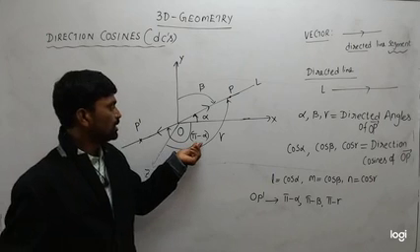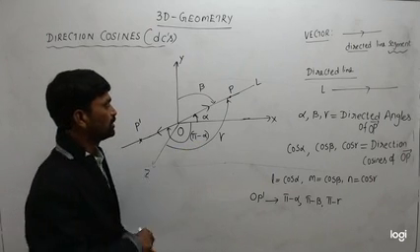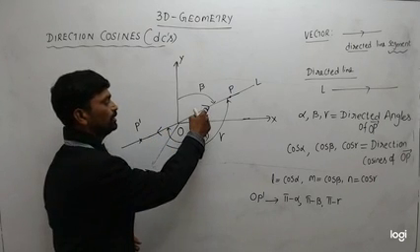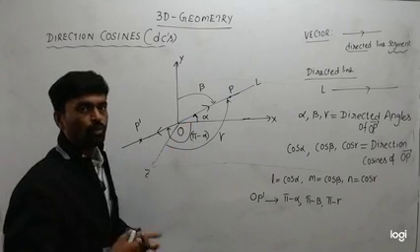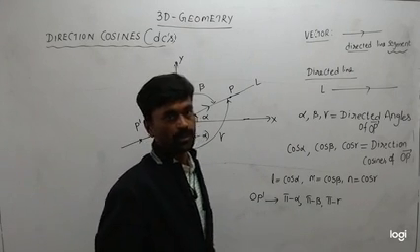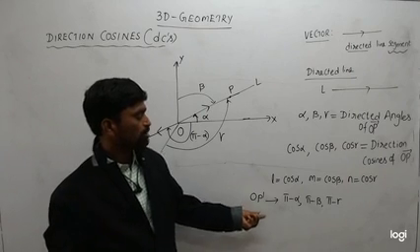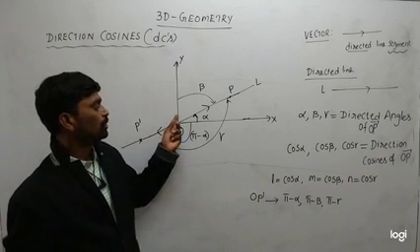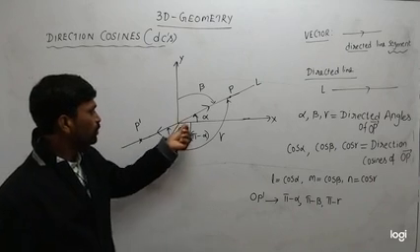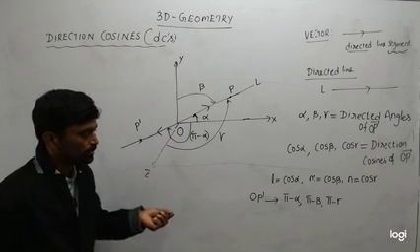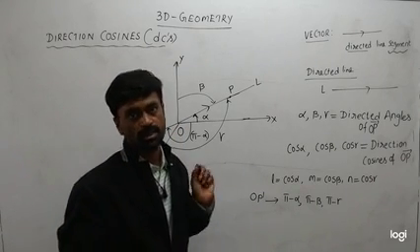Do you understand how we got pi minus alpha? Because this whole angle is a straight angle. Already alpha is occupied, so the remaining angle will be 180 minus alpha. Similarly, OP dash makes an angle pi minus beta with OY, and pi minus gamma with OZ. So for OP dash, the directed angles are pi minus alpha, pi minus beta, pi minus gamma.